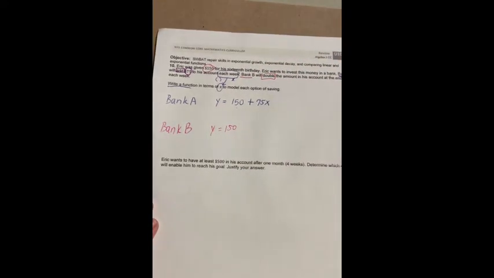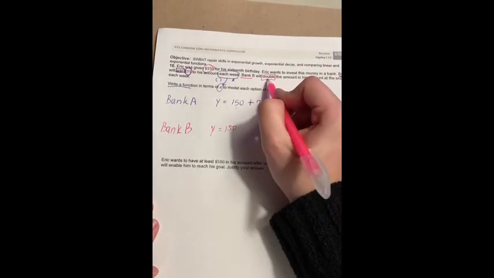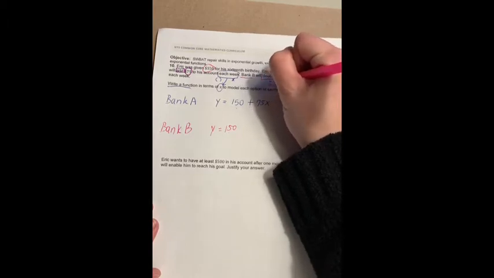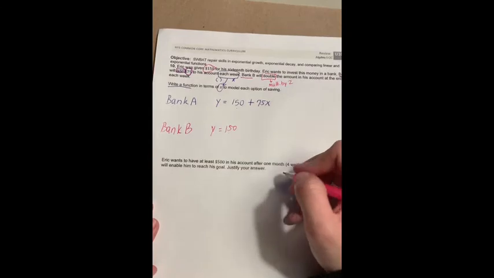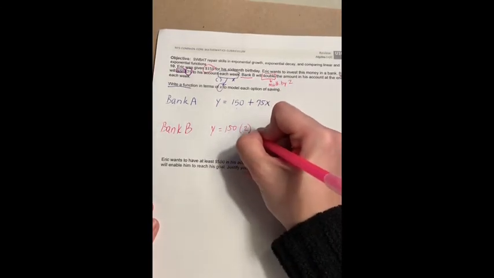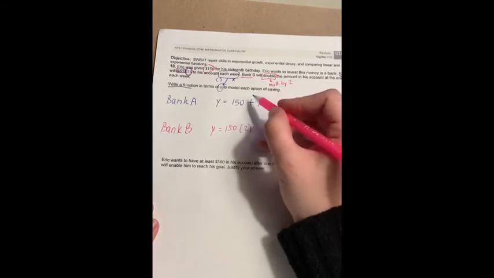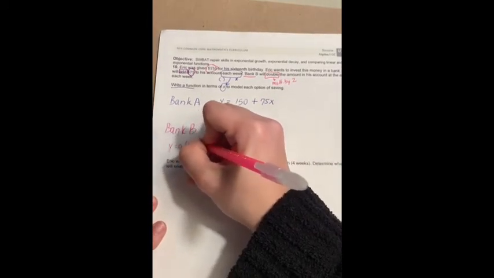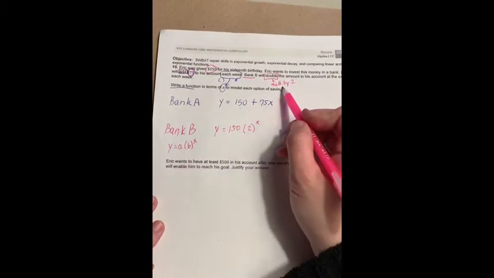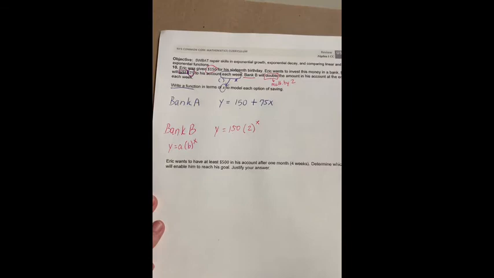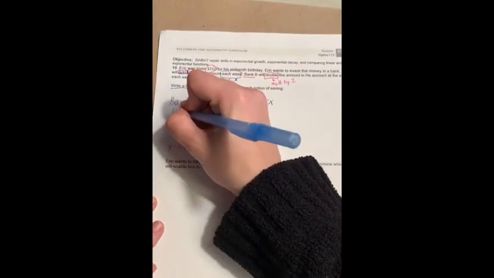Now let's look at Bank B and what they talk about. It says Bank B doubles the amount. Well, he started out with 150, and now Bank B is going to double. Double means that I'm going to multiply by 2. So 150 times 2. And then I still don't know how many weeks, so I'm going to raise that to an x because that is my exponential. Multiplying means exponential. So that had to be a y equals a times b to the x, because it says multiply. Bank A said to add, so that should have been linear.